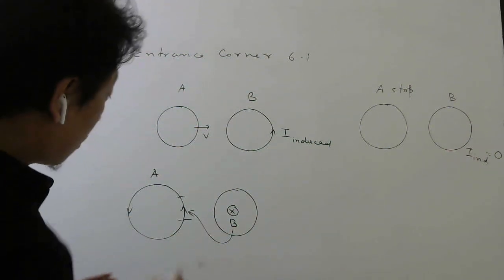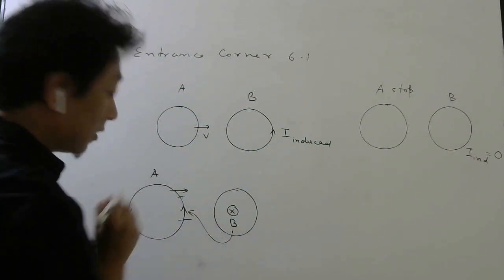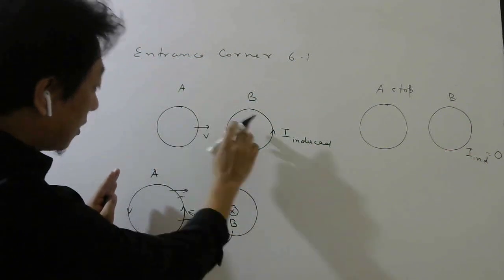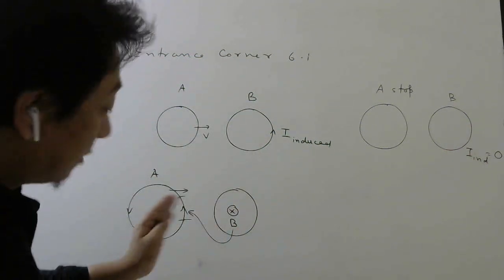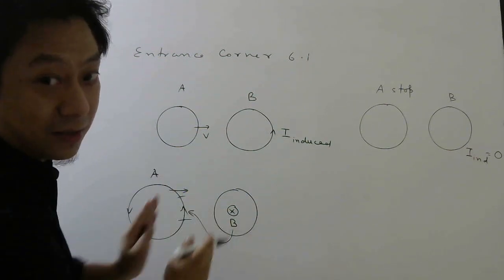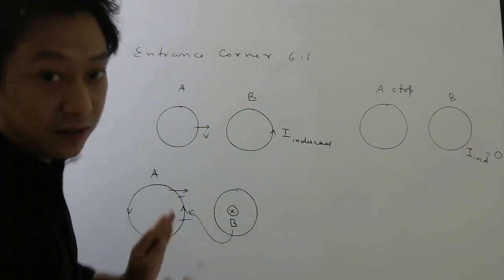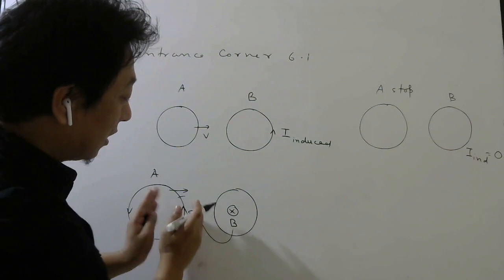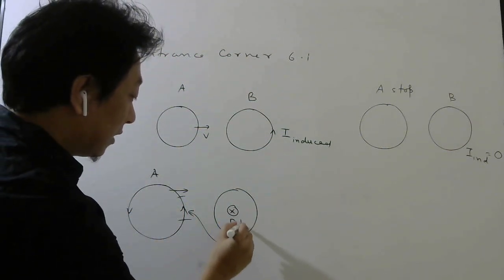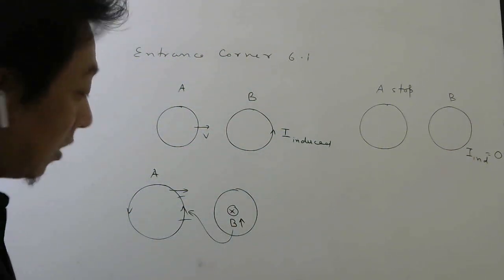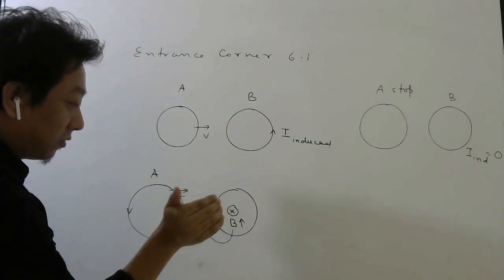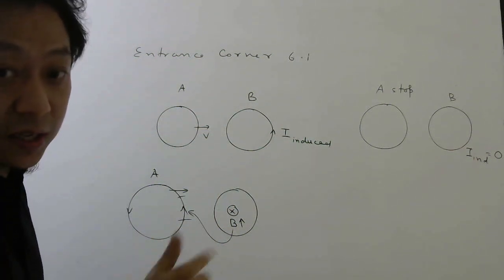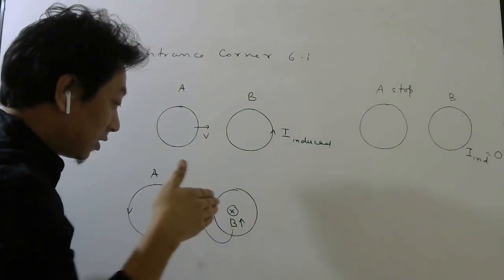Now, when you move the loop towards B, then what will happen? This magnetic field will increase because the distance is becoming less. If this is coming nearer and nearer, this magnetic field will increase. So we have found that this into-the-board magnetic field is increasing. So this flux will increase.